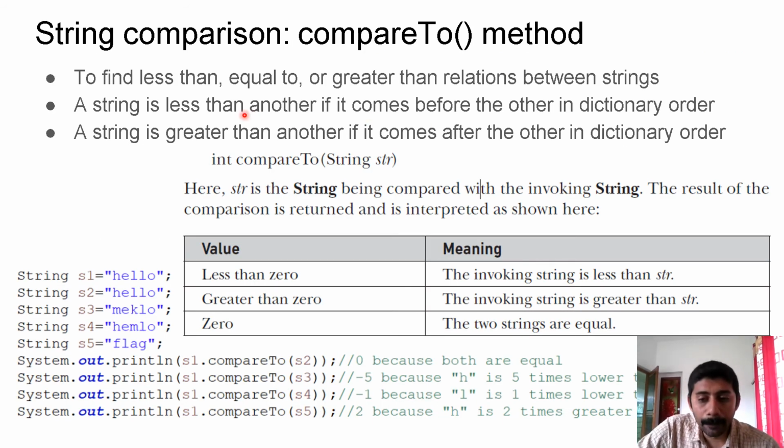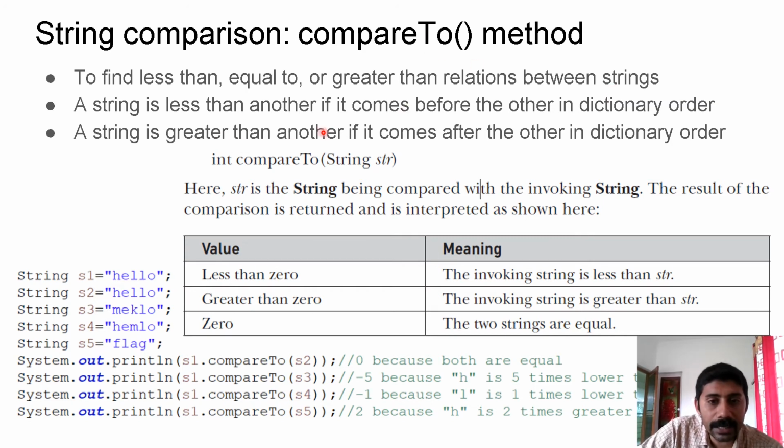Another method is compareTo. In C, you might have used the strcmp function that resulted in zero or non-zero values when you compare two strings. This compareTo function is a similar one to find the less than, equal to, or greater than relationship between strings. If you use the equals method, it will tell whether two strings are equal or not, true or false. But if you need the relative relationship, whether a string is less than, greater than, or equal, in that case you have to use compareTo.